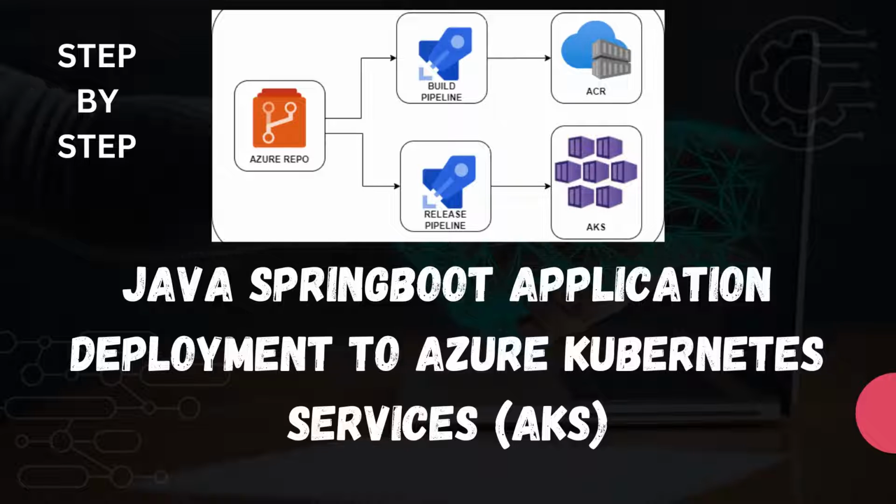So in today's video, we will be deploying a Java-based Spring Boot application to Azure Kubernetes Service, and everything we'll be doing from scratch. That means first of all, we'll create an Azure Kubernetes Service in Azure portal. Then we'll be creating Azure Container Registry. Then using Azure DevOps organization, we'll be creating a CI/CD pipeline. And finally, using release pipelines, we'll be deploying our application to AKS.